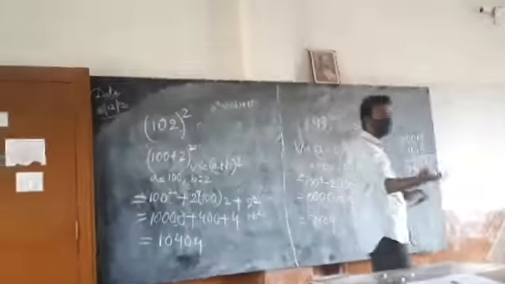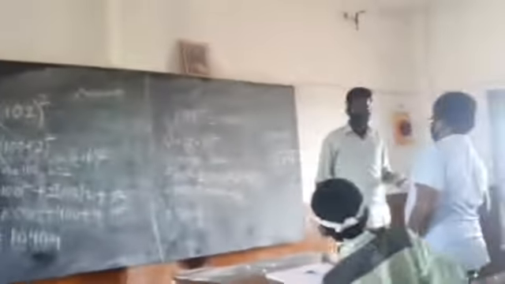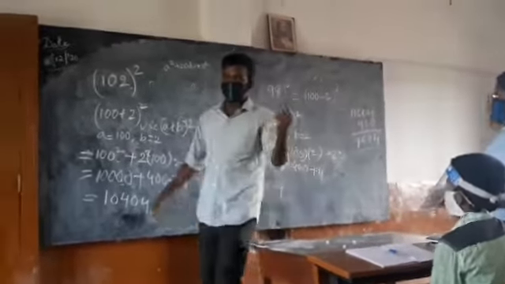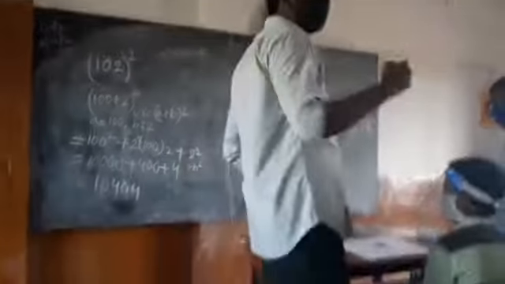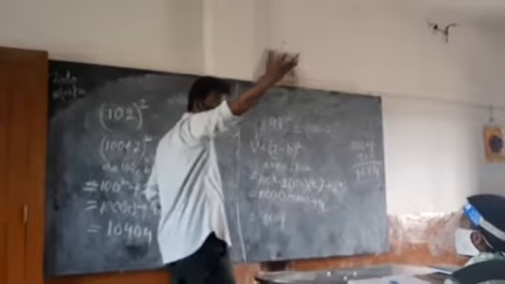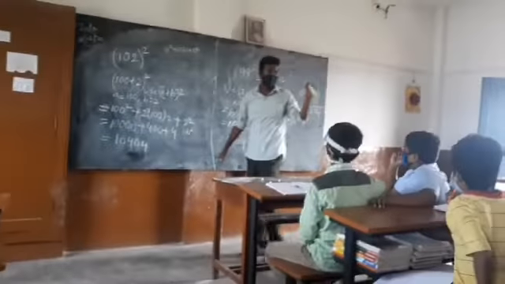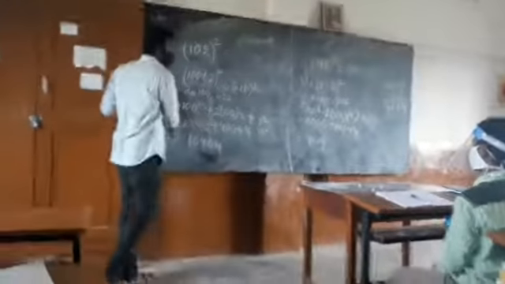A plus b whole square. What is a plus b whole square? Louder, faster. A square plus 2ab plus b square. Very good. Next identity, what did we discuss? First identity is a plus b whole square. Second identity, a minus b whole square. It is the minus difference about the 2ab. A minus b whole square is a square minus 2ab plus b square.